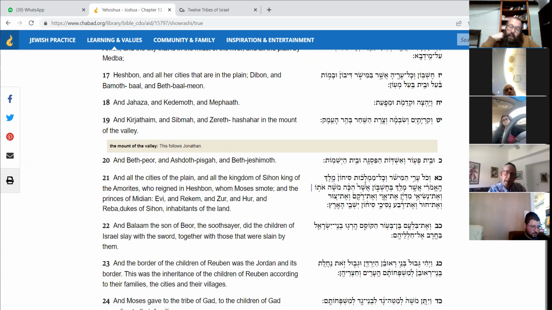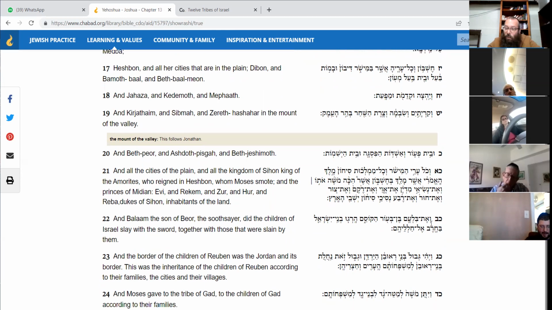They got the whole section of the king Sichon. King Sichon was the king of the Amorites, who was king in that famous city of Cheshbon, whom Moshe smote and destroyed, together with the leaders of Midian. Remember the story of Midian, where they were trying to get the Jews to sin. The Midianite women went and cohabited with the men, and they wanted them to serve idols. And Moshe destroyed them: Evi, Rekem, Tzur, Chur, and Reva, all these were the dukes and the generals of Sichon, who lived in the country of the king of Sichon.